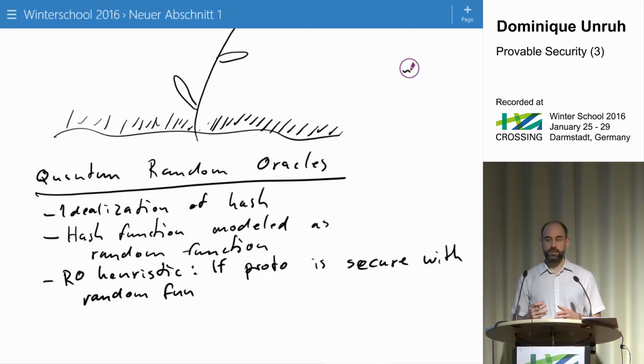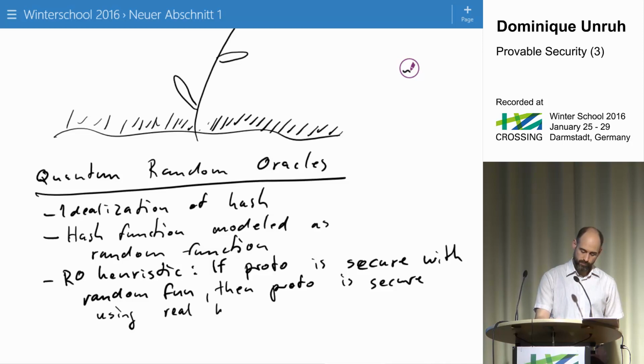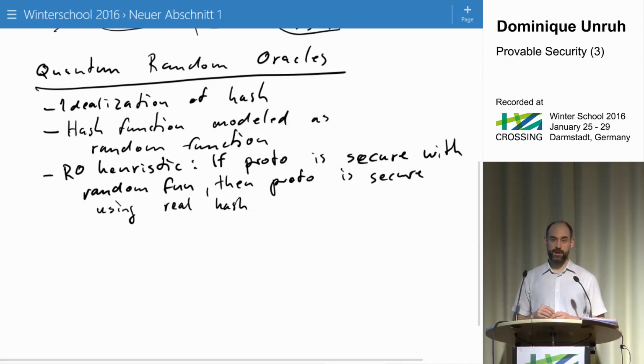If the protocol is secure when it actually uses a random function instead of the hash function, then the protocol is also secure using a real-life hash function, so that's something like SHA-3 that's actually used in practice. Now, it's important to note that this is really a heuristic, so it is not something you can prove. It is actually something you can disprove in general. So there are weirdly constructed protocols that violate the random oracle heuristic.